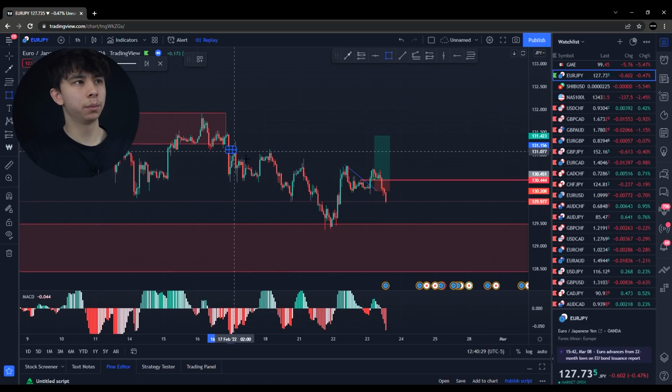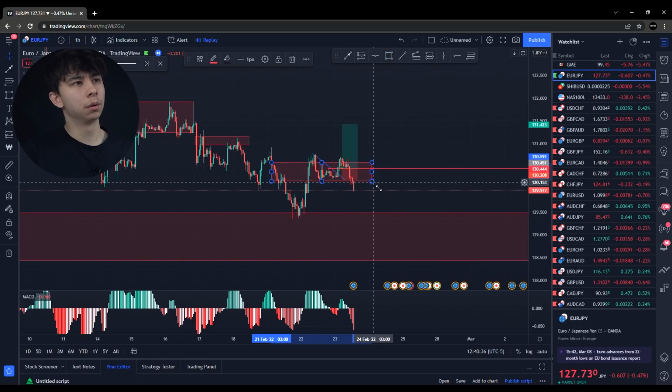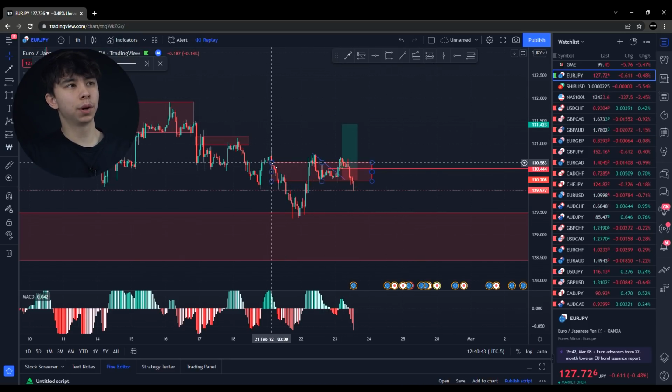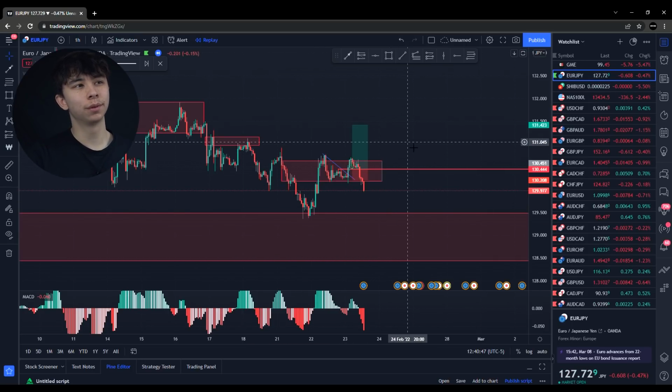Once again, we had a nice little imbalance here. Price came up and filled that. And we had an imbalance going on here. Price came up and filled that imbalance as well. So we literally bought at the very top of this imbalance. Price already came up, already filled it, got liquidity. So there's no reason for it to continue higher.